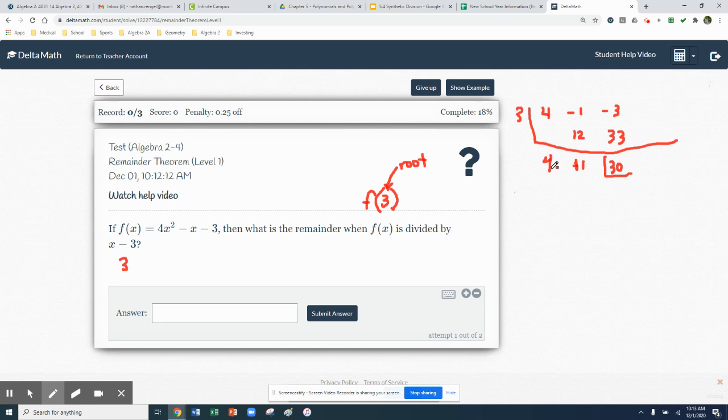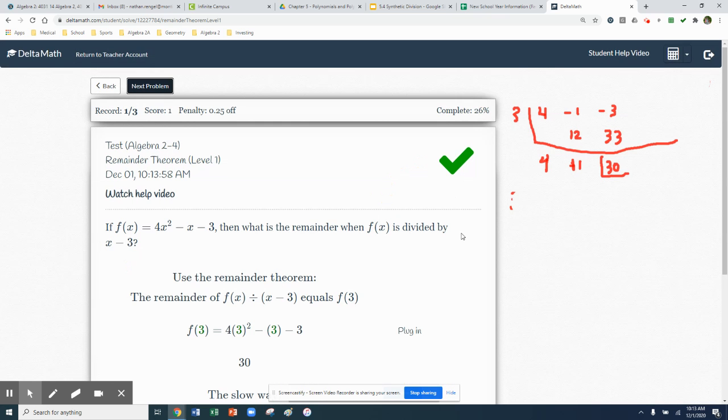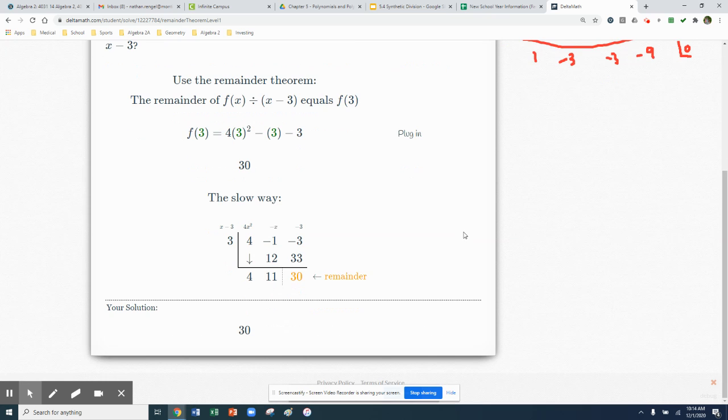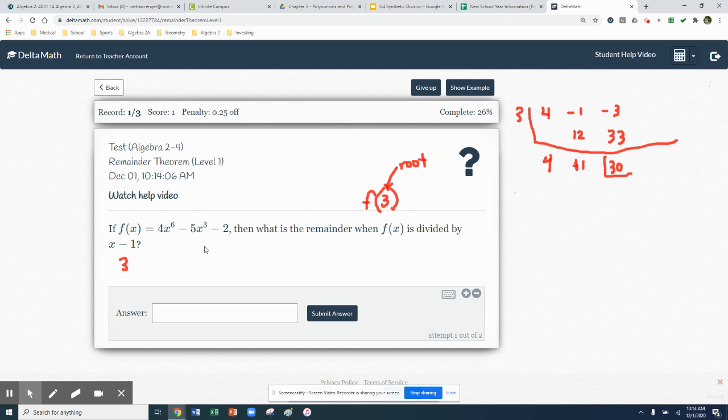So double check my work. 4 comes down. 3 times 4 is 12. That makes 11. 3 times 11 is 33. That's going to make 30. So remainder goes in, 30. That's going to be then our solution. So the only thing they want there is our remainder of 30.